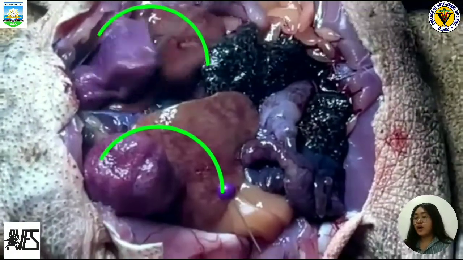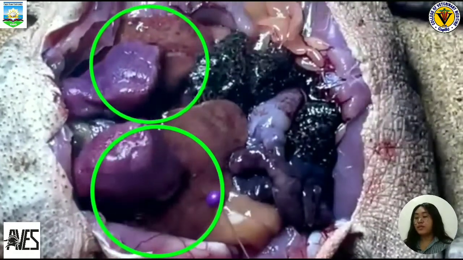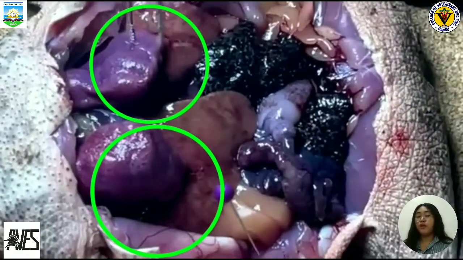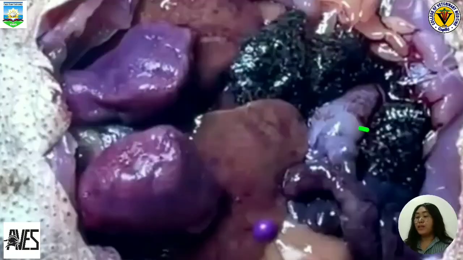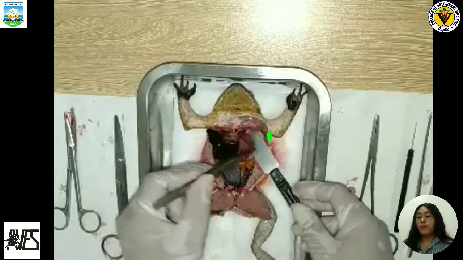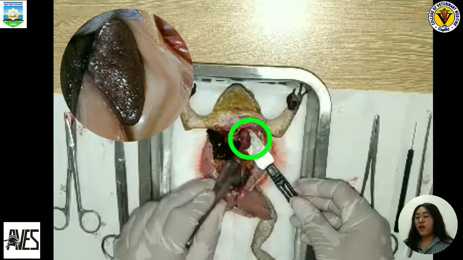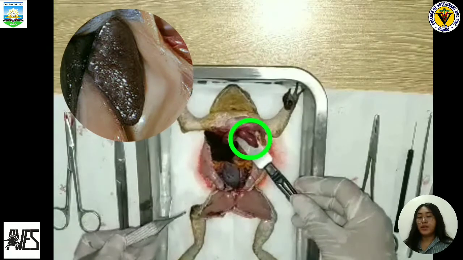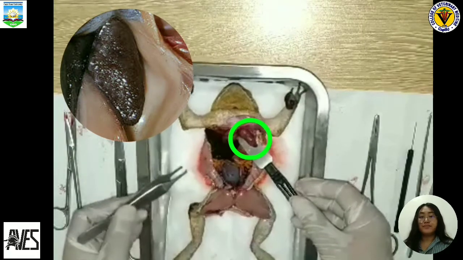The surface area of the lungs is increased by inner partitions that are richly supplied with blood vessels. The lungs of the frog help in supplying oxygen to the blood. The lungs of the frog are located in the thoracic cavity.